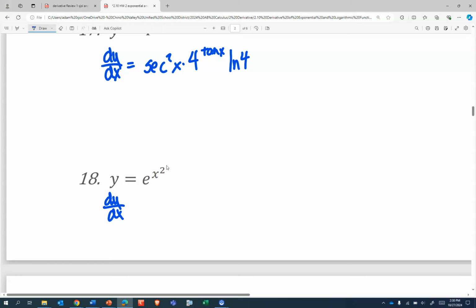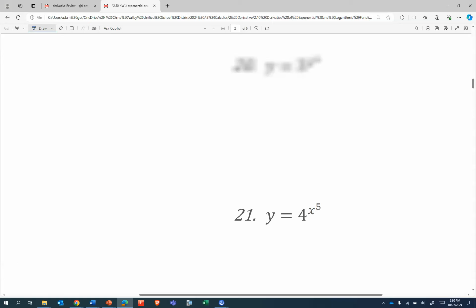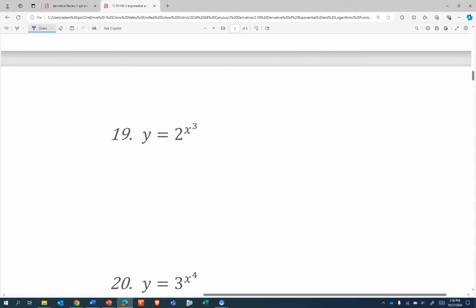All right, the derivative of e to the power x squared is going to be e to that same power, x squared, times the 2x. The derivative of 2 to the power x cubed is 2 to the power x cubed, natural log of 2, times the derivative of x cubed, 3x squared.